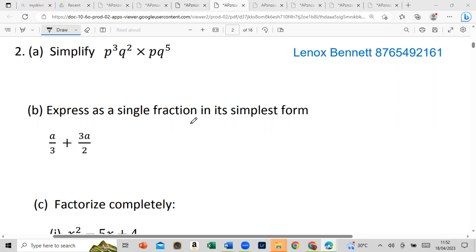Type in where you get the A, guys. 2a: simplify p cubed q squared times p cubed q to the fifth. All right, so what it is, we know that when we have the same base, meaning the same letter, for P, these are the same base. Once we are multiplying, we add the powers. So it will be 3 plus 3 for P, and for Q, it will be 2 plus 5.